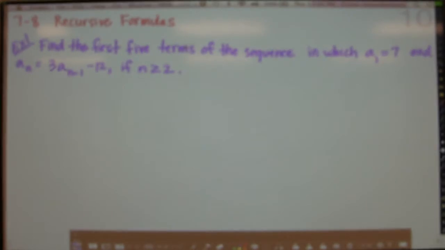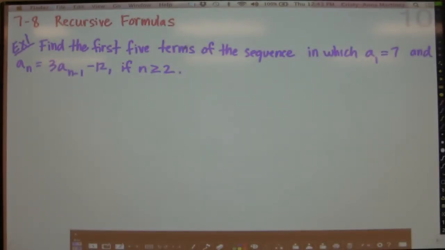So in example 1 here, it says find the first 5 terms of the sequence in which a sub 1 equals 7. See, they had to tell me what the previous term was in order for me to figure out what the next term is. That's not necessarily the case when you have an explicit formula. Later on in the lesson, we'll be talking about explicit formulas a bit more in depth.